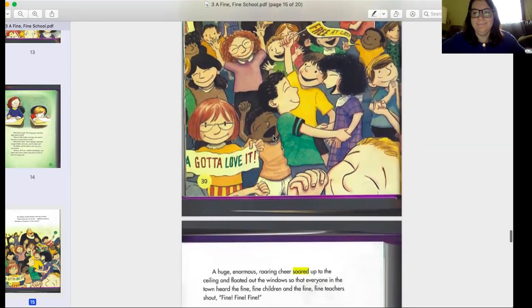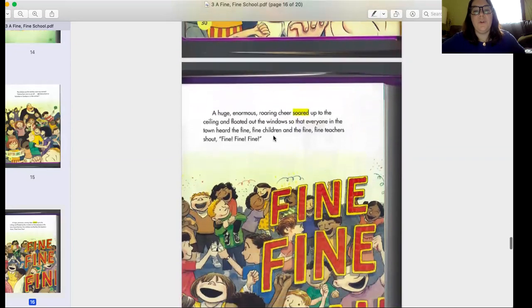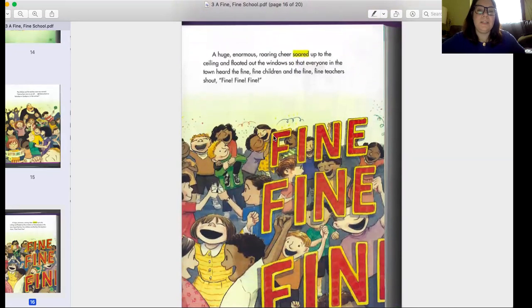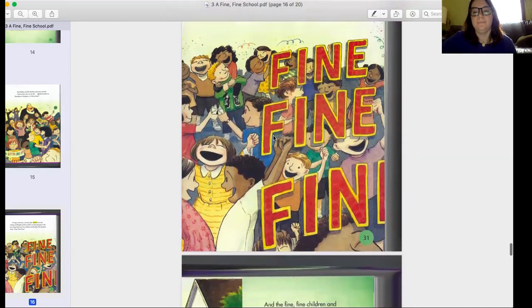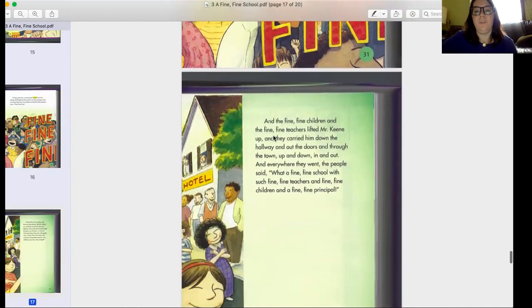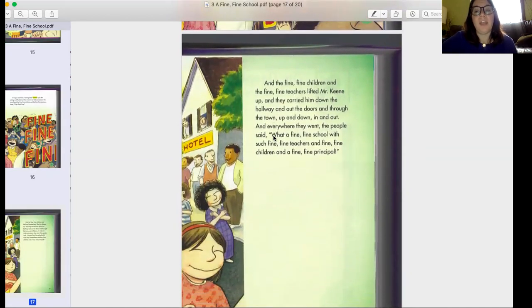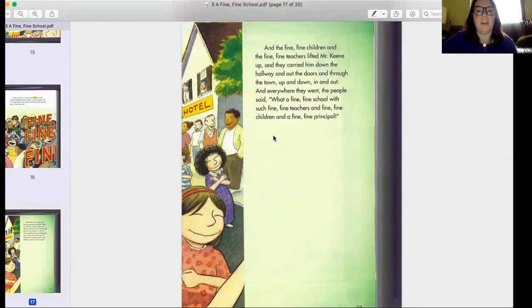Free at last. A huge, enormous, roaring cheer soared up to the ceiling and floated out the window so that everyone in the town heard the fine, fine children and the fine, fine teachers shout, fine, fine, fine. And the fine, fine children and the fine, fine teachers lifted Mr. Keen up, and they carried him down the hallway and up out the doors and through the town and up and down, in and out, and everywhere they went, the people said, what a fine, fine school with such fine, fine teachers and fine, fine children and a fine, fine principal.